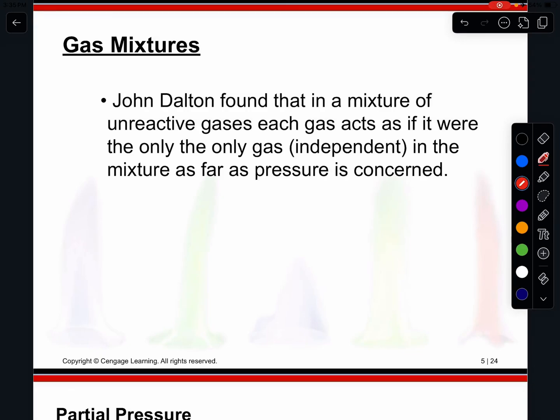John Dalton found that in a mixture of unreactive gases, each gas acts as if it were the only gas in that mixture. And this idea is going to help us understand pressure of different gases in the same container. So we like to say gases act independently of each other, no matter if they are the only one in the space or they're one of 100.